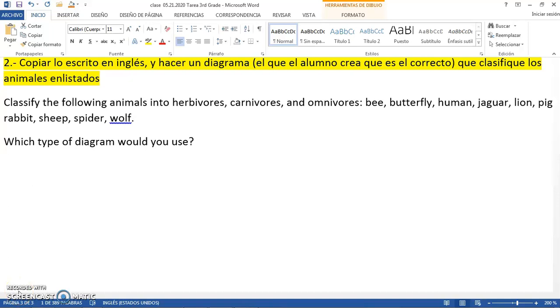Fourth grade is most of the class is going to be the same, only the homework is going to be different. Para cuarto grado esto es básicamente lo mismo, solamente vamos a incluir una tarea diferente, la cual voy a agregar a continuación. En el caso de tercer año, muchas gracias.